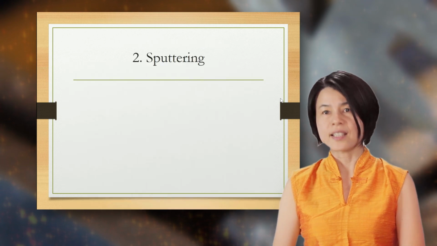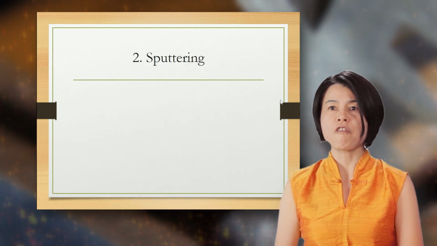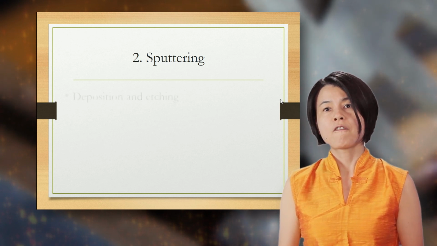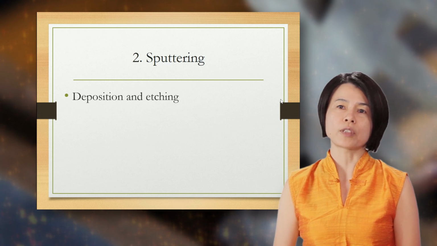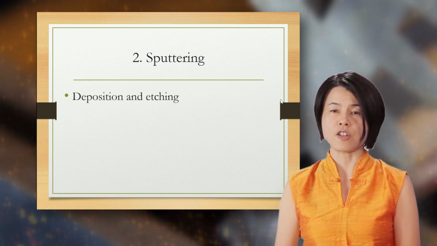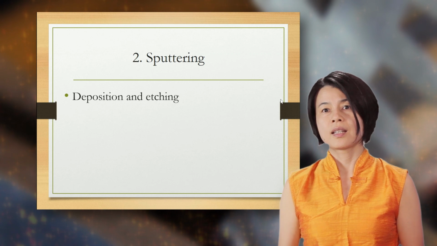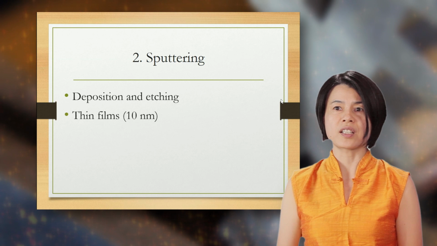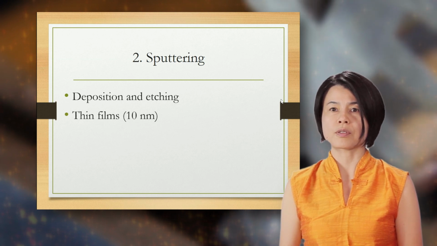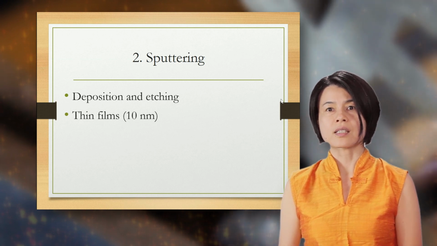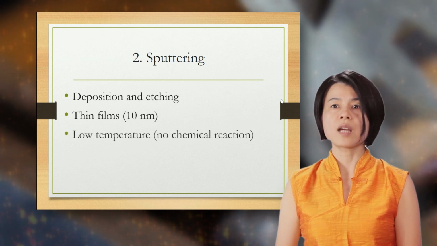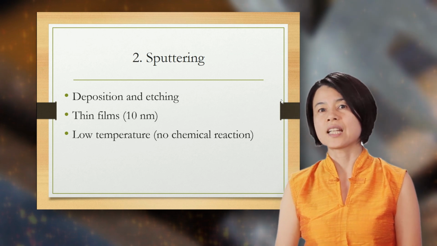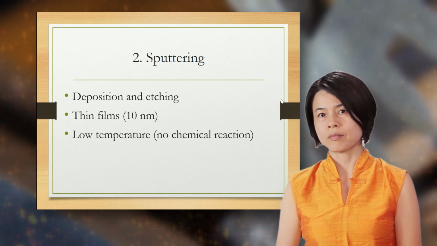Now, let's look at the second method of deposition for microfabrication, sputtering. First of all, sputter is not only for deposition, but also can serve as etchant. Then, sputtering can only deposit very thin layers. Usually, the film thickness is less than 10 nanometers. Next, it operates at low temperature. As a result, chemical reaction will not happen. It's a pure physical reaction.